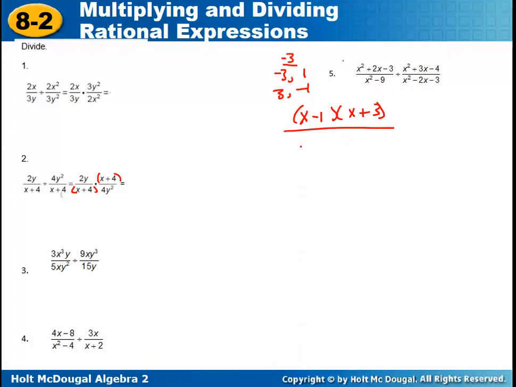X squared minus 9, we've done that one. That's x minus 3, x plus 3. That's a difference of squares. You might want to write these ones down on a list of how to factor certain ones that keep popping up over and over again.